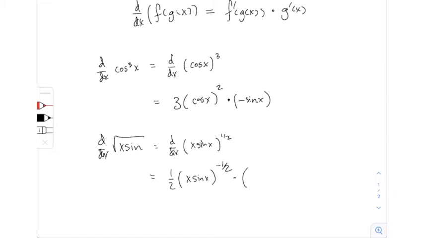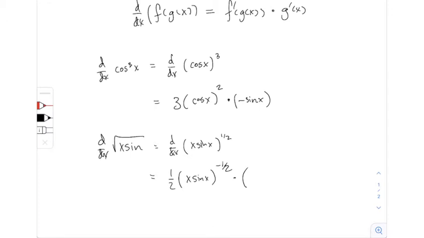And what should I do for the derivative of the inside? Cosine x? Yes, I hear some people say, you got to do the product rule. Am I blowing your minds? Can you have a product rule inside a chain rule? Yeah, you can. It's not all that mind-blowing. If the thing inside the parentheses is a product, then when it comes time to take the derivative on the inside, you got to do the product rule.